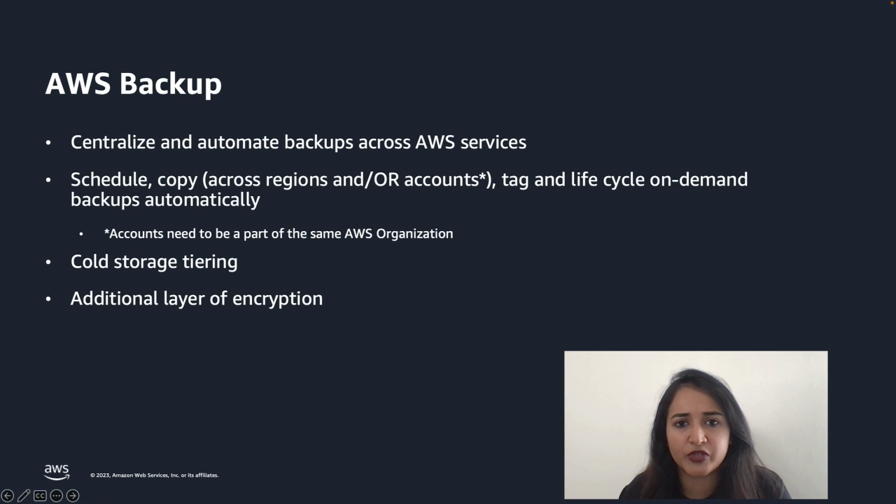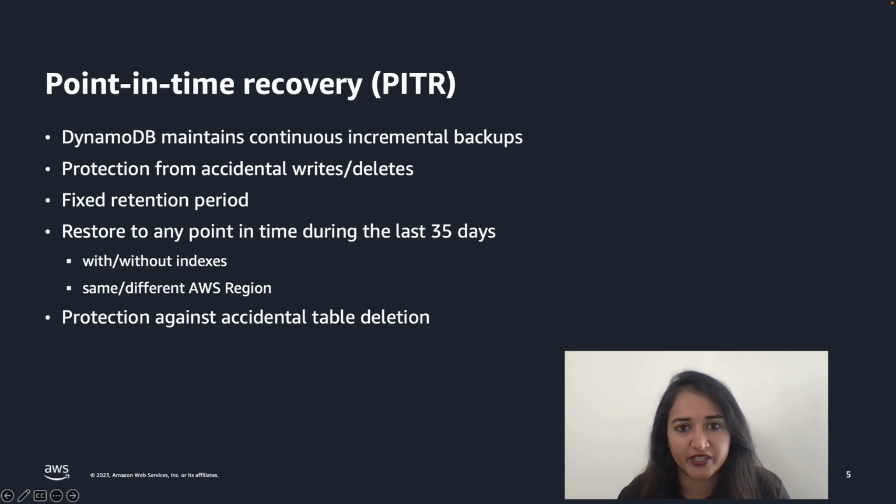Unlike the native DynamoDB on-demand backup, AWS Backup doesn't let you restore to a different region. You'll first need to copy the backup to a different region and then restore it. The second type of backup is point-in-time recovery. Once you enable this on your table, DynamoDB maintains a continuous stream of incremental backups for your table. And the retention period is 35 days, so you can roll back the state of your data down to any second in those 35 days.